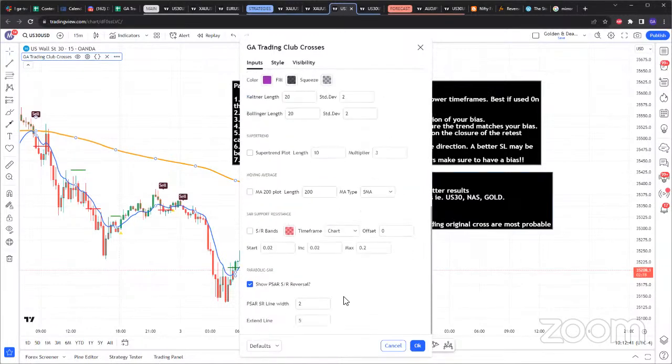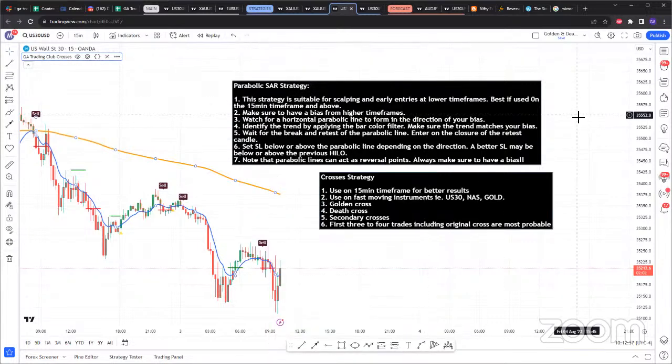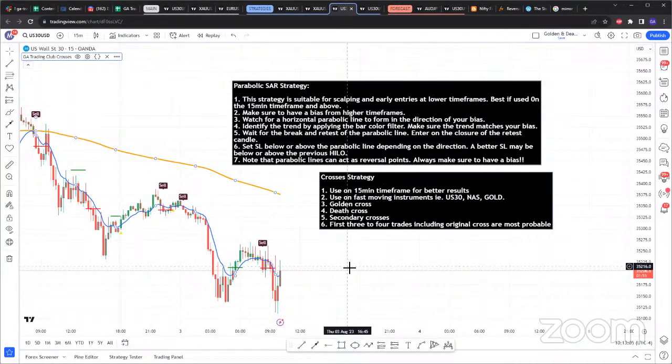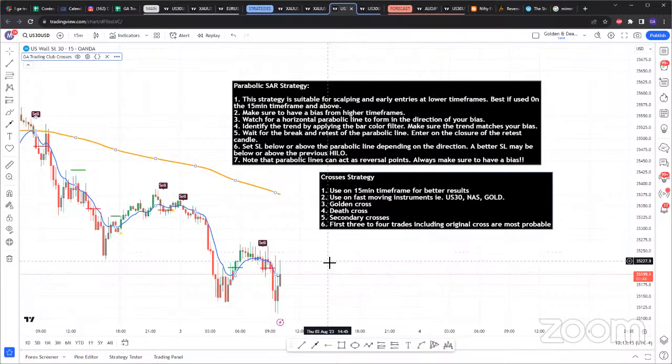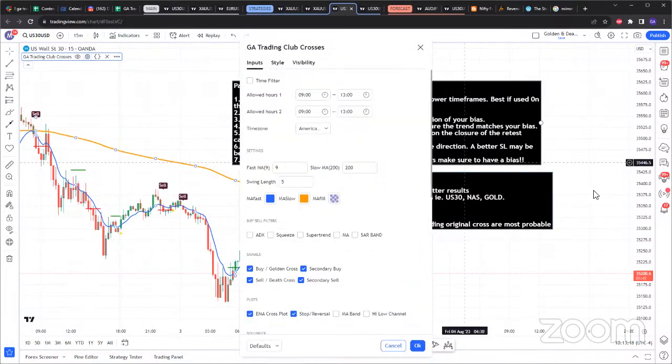The parabolic SAR strategy. You can look it up on YouTube if you don't already know, and for me, I'm not really good at explaining what it is, but what you're looking for, parabolic zones can act as, think of them as support and resistance zones. What we know about support and resistance zones is that they can act as both. Support can literally act as a buy zone, but support sometimes can act as a sell zone if you get a break and retest below it. So are we together up until that point? Marcus?